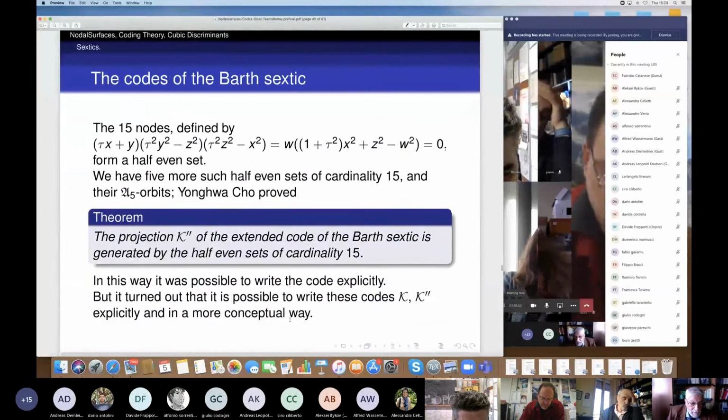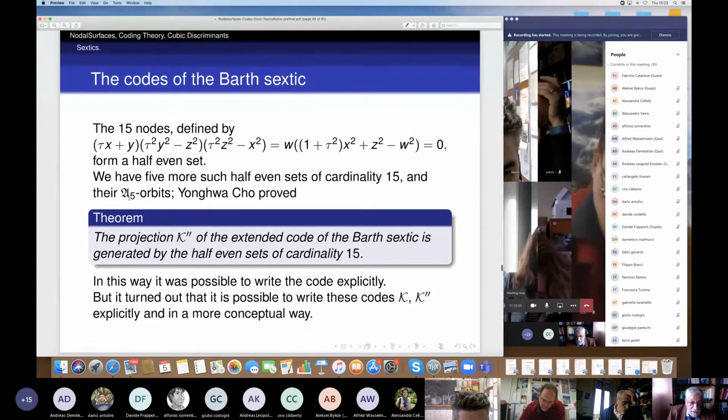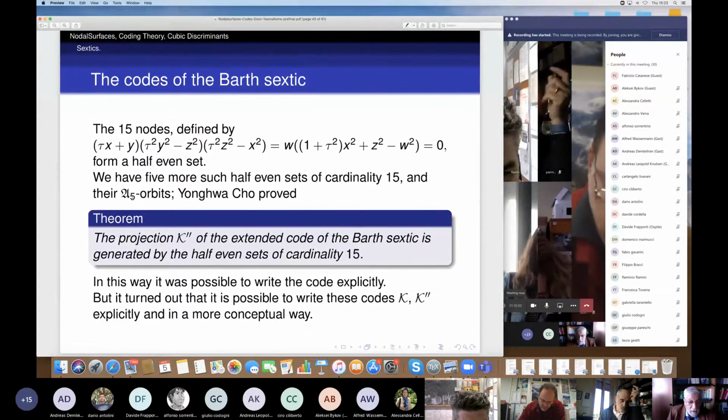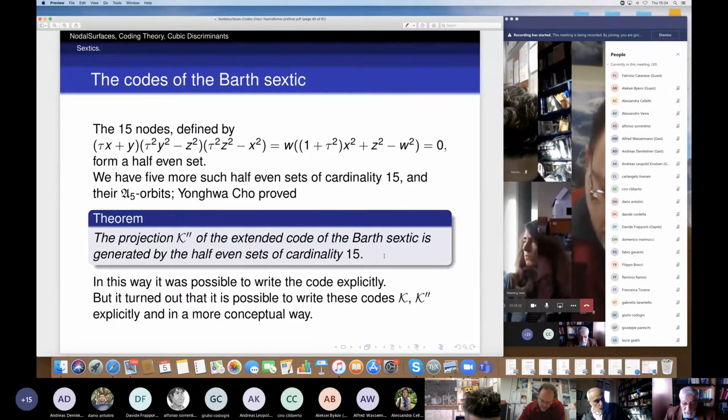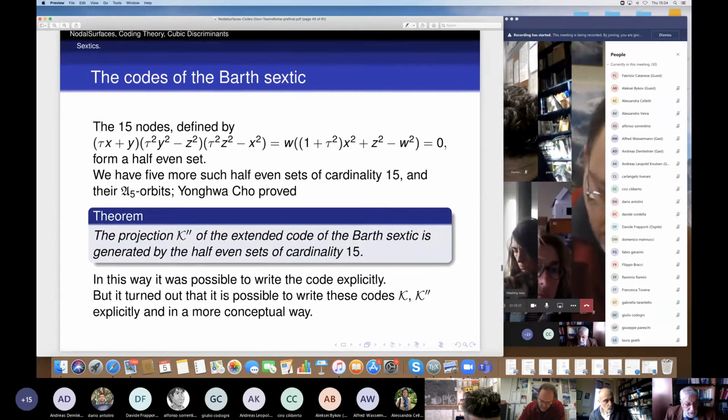And we have 5 more, we have 6 of these planes, then we use the orbit by the icosahedron group, which is the alternating group in 5 letters. And Yongwa Cho, who has been in Bayreuth as a postdoc, showed that the projection of the extended code of the Barth sextic is generated by the half-even sets of cardinality 15. And in this way, it was possible to write the code explicitly.